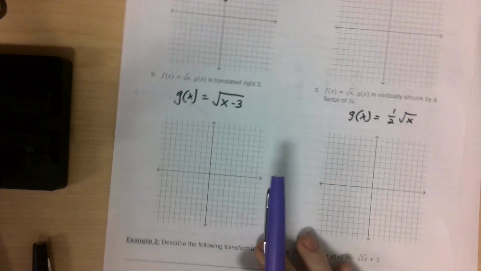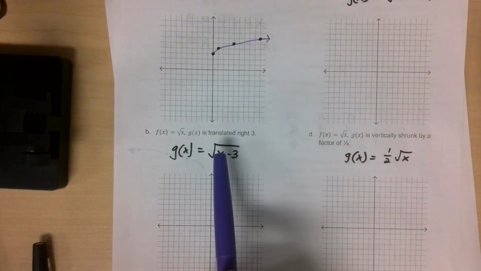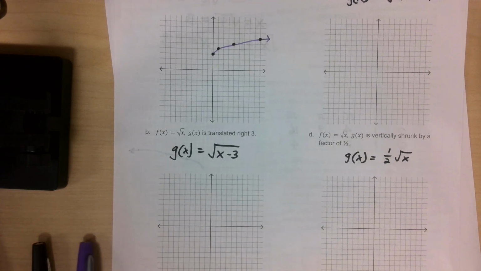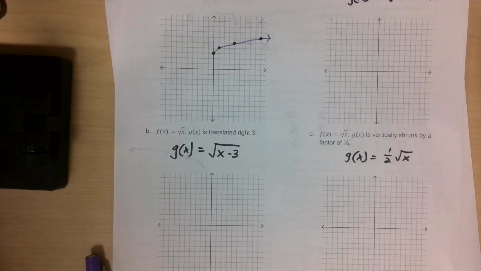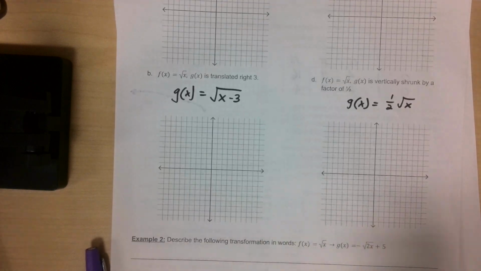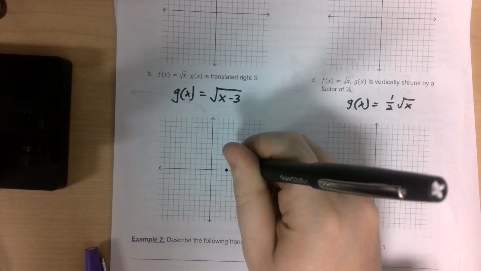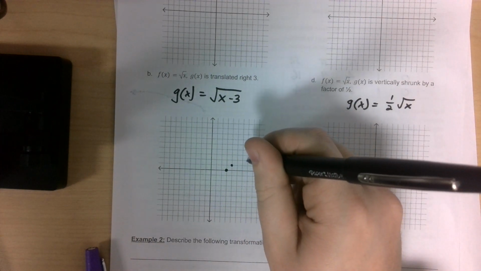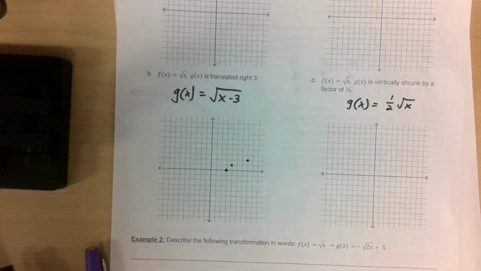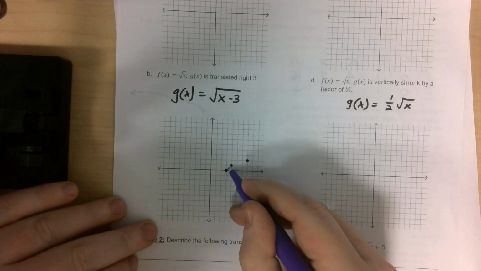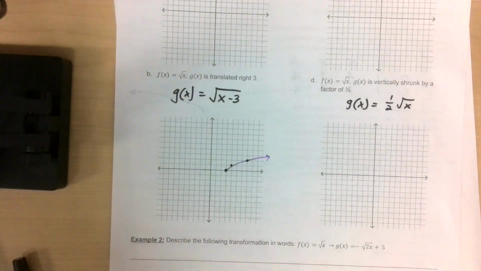B is very similar, but instead of moving it up 3, we're moving it to the right 3. So remember, this means that next to our x, we're subtracting 3. So we're subtracting 3 from our input because it's a horizontal transformation. Again, it means that we're just going to move all our points to the right 3. So it should look something like this. Bam.